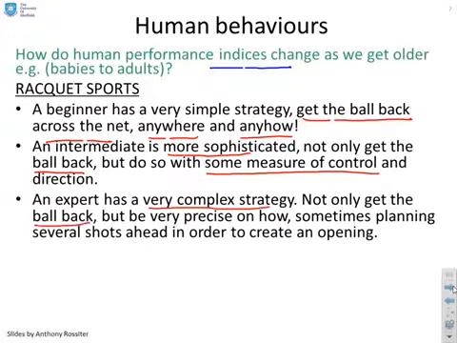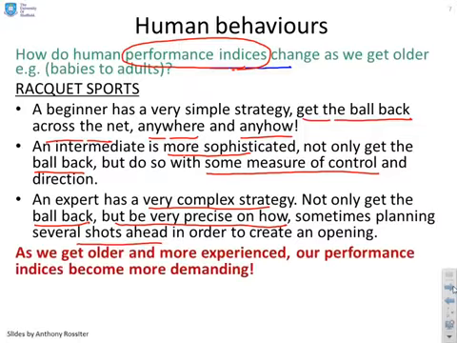Not only do you want to get the ball back, but you want to be much more precise on how, sometimes planning several shots ahead in order to create an opening. So what do you notice here? The performance indices that we use as humans change depending upon the context, and that's something you need to remember when you're designing for a real scenario. What scenario have I got, and what sort of performance index is most appropriate? So as we get older and more experienced, our performance indices become more demanding.